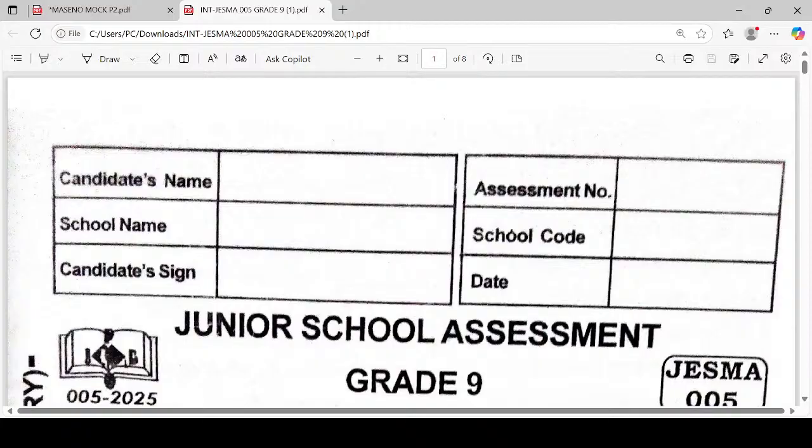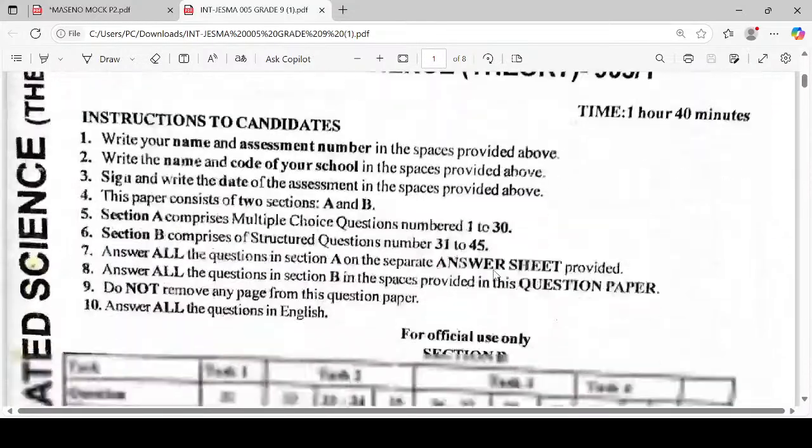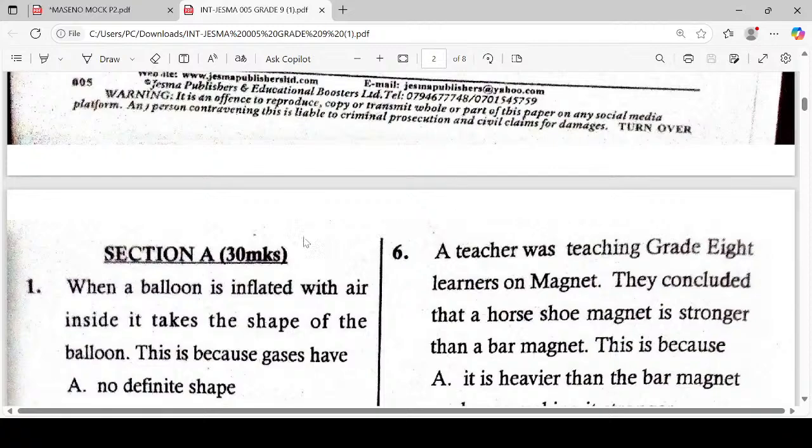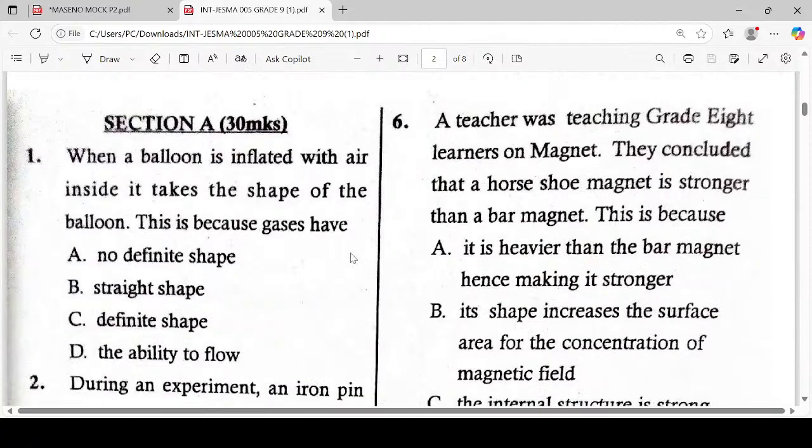Question number one of this paper says, when a balloon is inflated with air inside, it takes the shape of the balloon. This is because gases: one, have no definite shape; two, have straight shape; three, have definite shape; four, have the ability to flow.